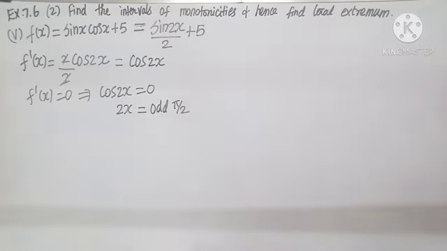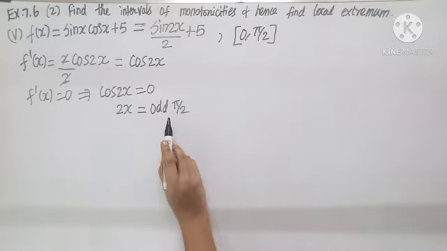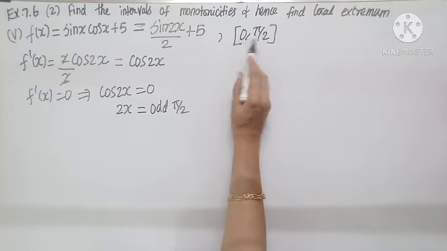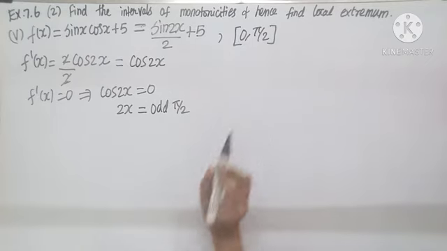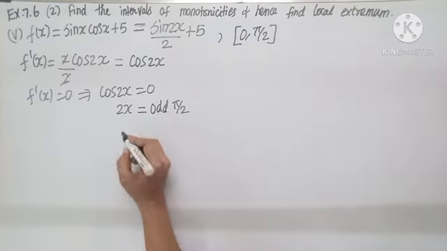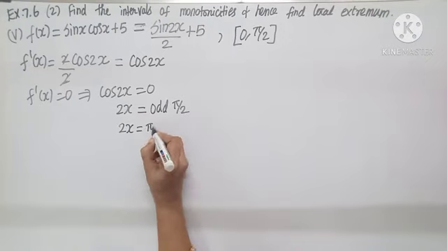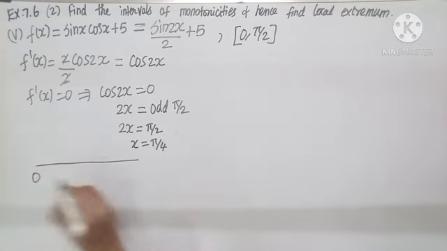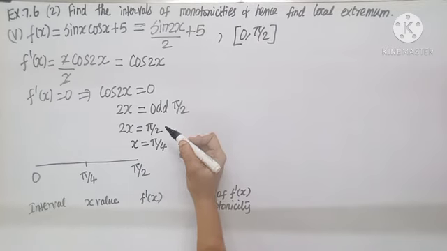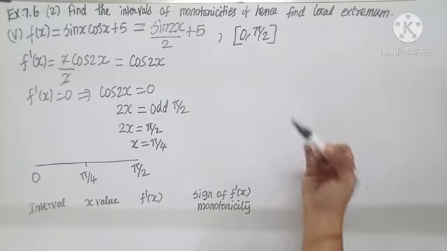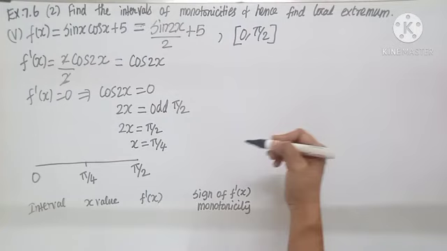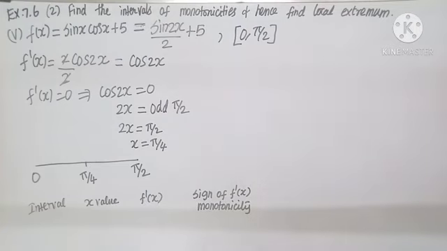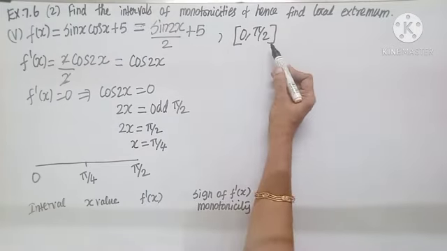How will I rewrite it? It is 2n plus 1 pi by 2. But in this question, the interval is only 0 to pi by 2. So 1 pi by 2 is my answer. What is x? Pi by 4. The interval becomes 0 to pi by 2. In trigonometrical functions, they have to give interval. In circular functions, we will have infinite number of intervals. So 0 to pi by 2 is the value given.